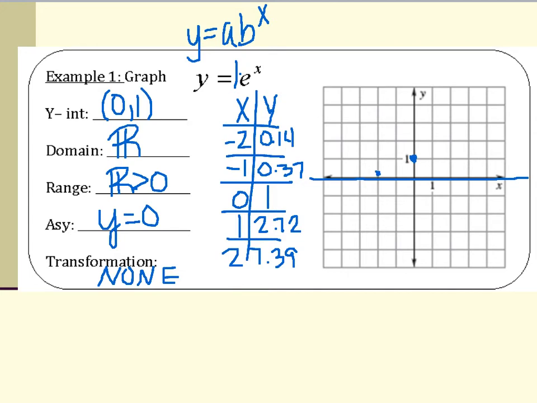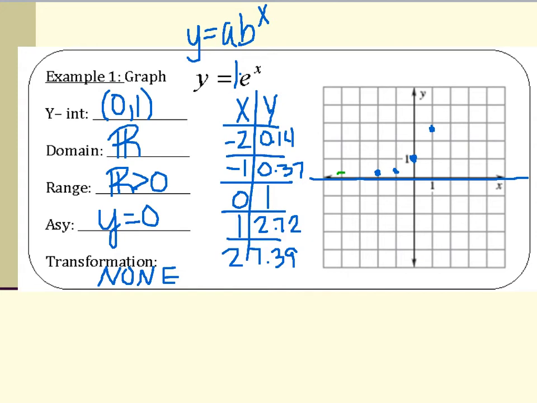That's really close down here. Negative 1, 37 hundredths would be a little bit further up. 0, 1's already on the graph. 1, 2 and 72 hundredths is right around up here. And then 2, 7 and 39 hundredths would definitely be off my graph. So let's just connect these points to form our graph.